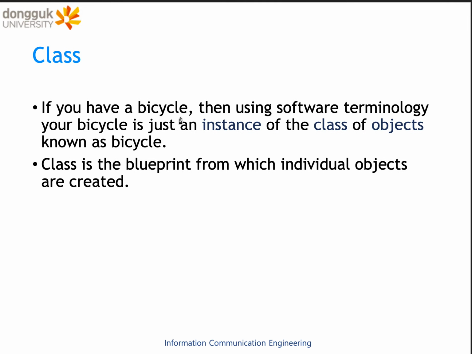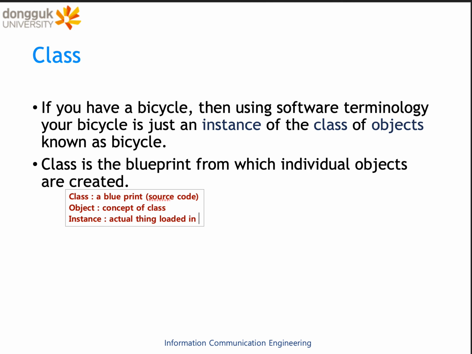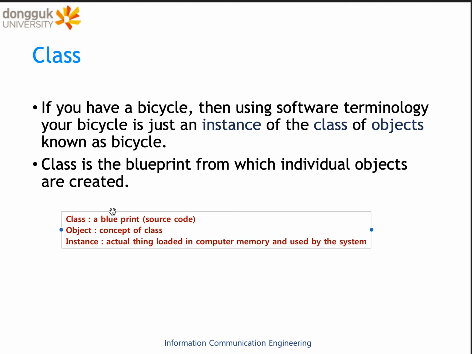But in this case we have to think about some concepts about class and object. So there is class, object, and instance. Class is a blueprint. In other words, that's the source code. Object is the concept of the class. Instance is the actual thing loaded in computer memory and used by the system.